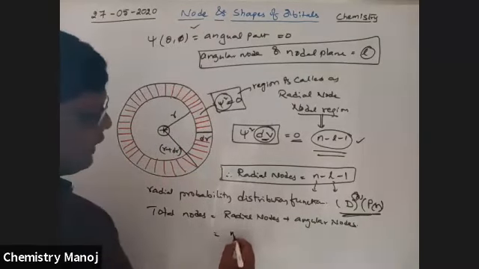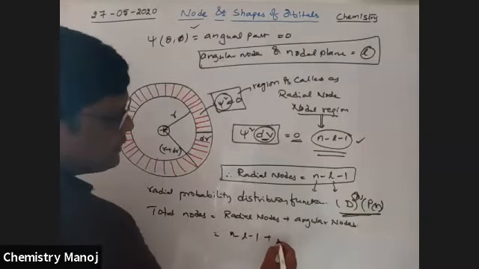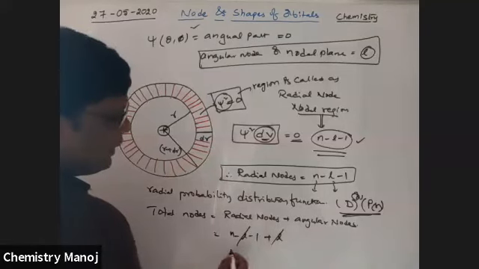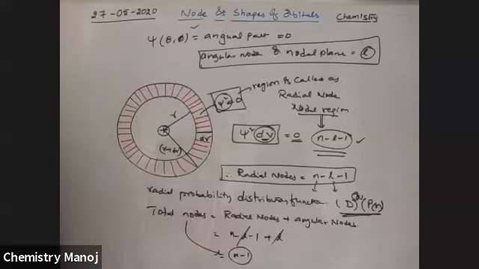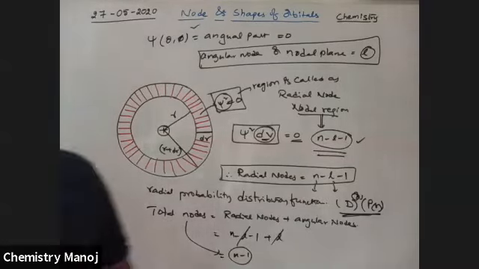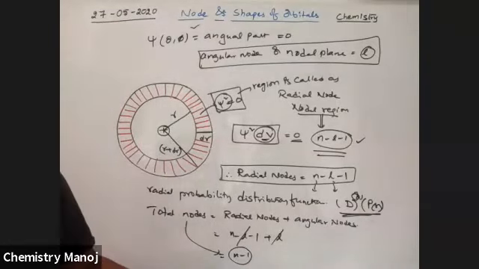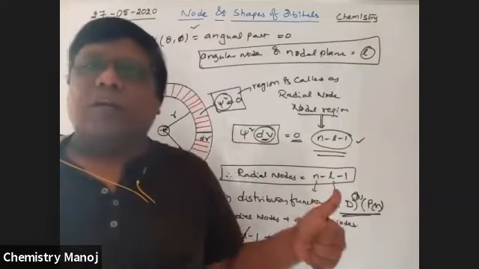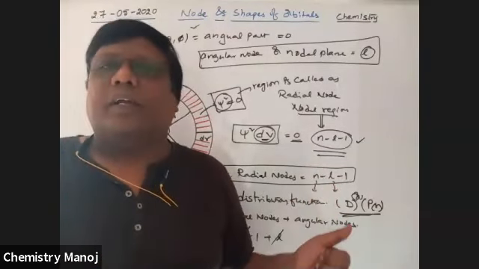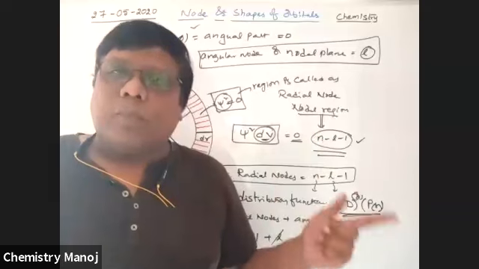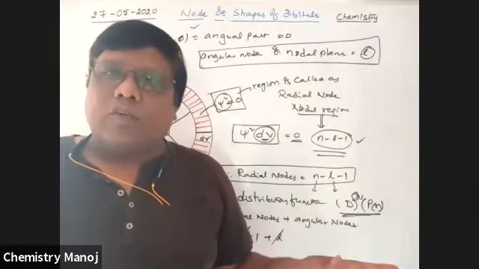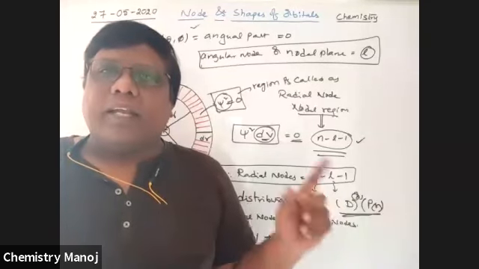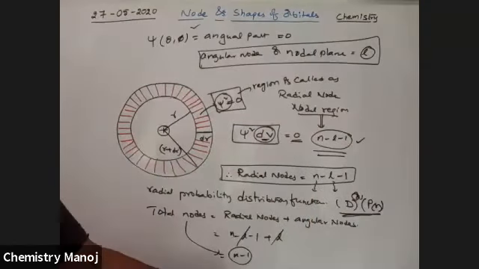Number of radial nodes, n minus L minus 1, plus L. So minus L and plus L get cancelled. N minus 1 is the total number of nodes for a particular orbital. So very, very important, my dear boys. Number of radial nodes is equal to n minus L minus 1. Number of nodal planes or angular nodes is equal to L. Total number of nodes is equal to n minus 1. Just n minus 1.